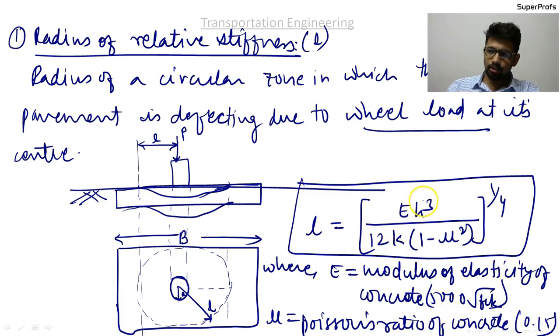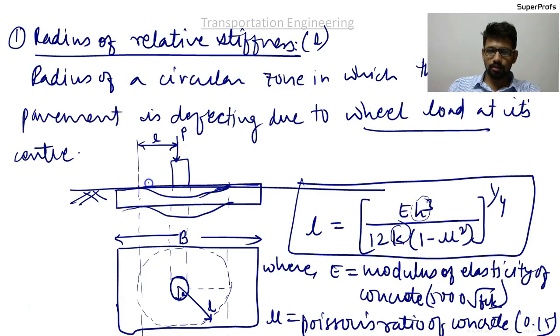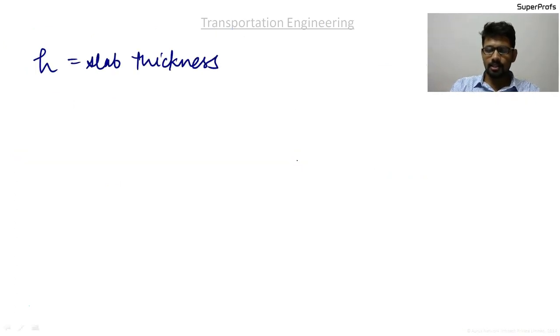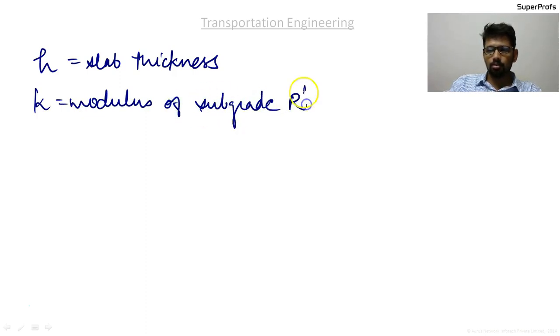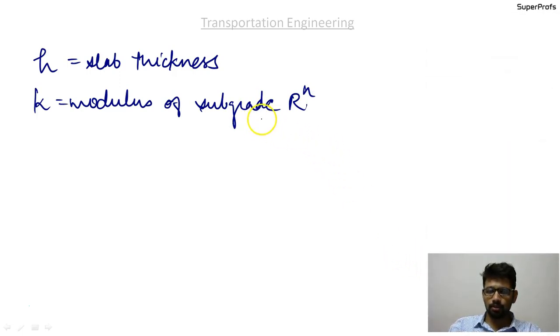Now we are left with the discussion on h and k. I will write it on the next slide. h is the slab thickness. Here this value is the h, the slab thickness, and k is the modulus of subgrade reaction. We will be taking up a numerical on this particular formula.